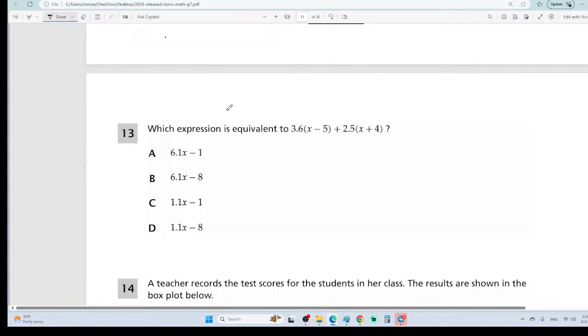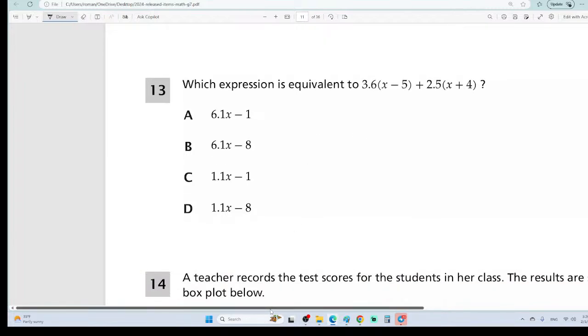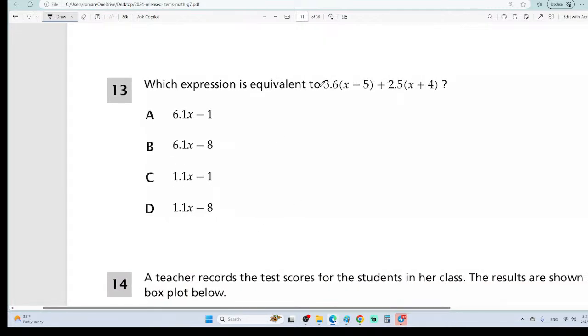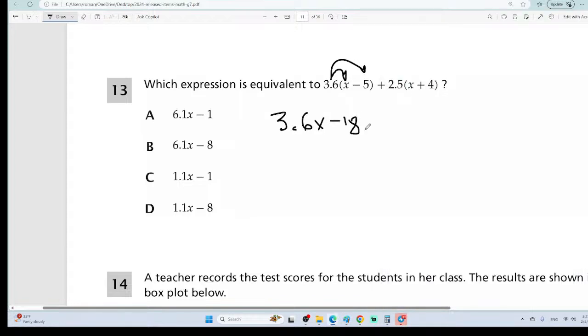This is the 2024 state test, 7th grade. Which expression is equivalent to this expression? The first thing that we do is the distributive property on both terms. So it's going to be 3.6x, and then 3.6 times -5, which we can do on a calculator because we're allowed to. Okay, minus 18, and then plus this times that.